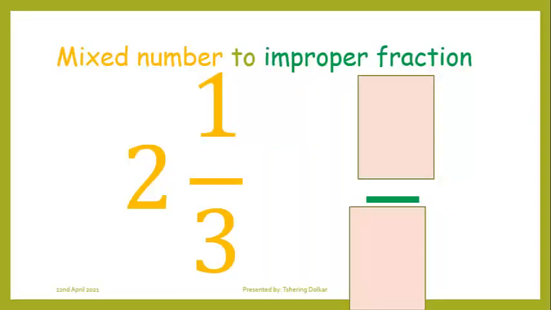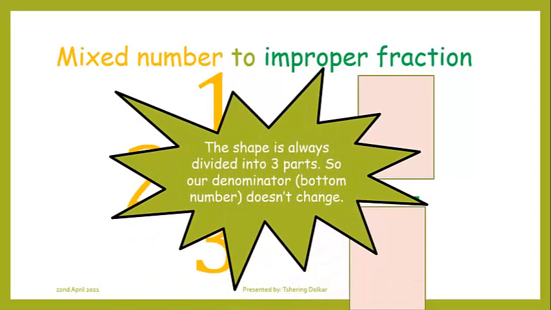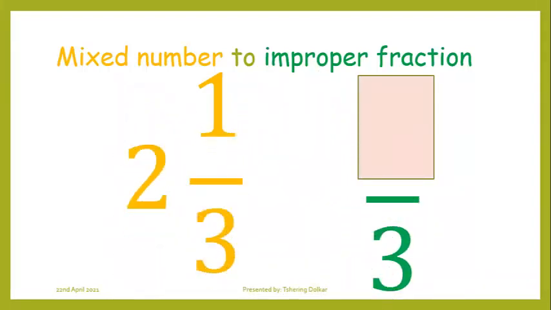Now, when we say mixed number and improper fraction, they mean the same, right? So how do we change it? How do we change mixed number to improper fraction? So how do we do? Here we can see a mixed number, that is 2 and 1 over 3. So the shape is always divided into 3 parts. So our denominator, bottom number, does not change. So denominator remains the same, which is 3.